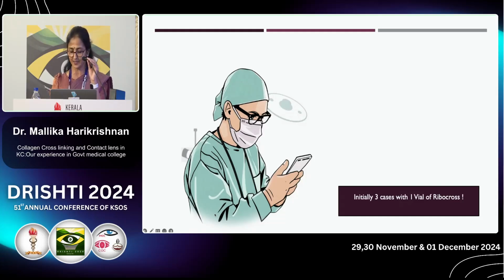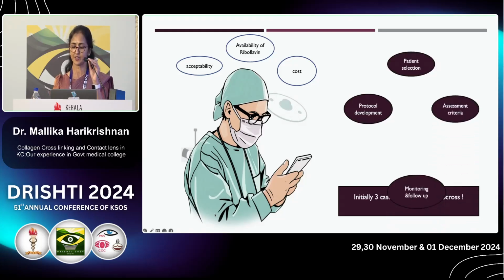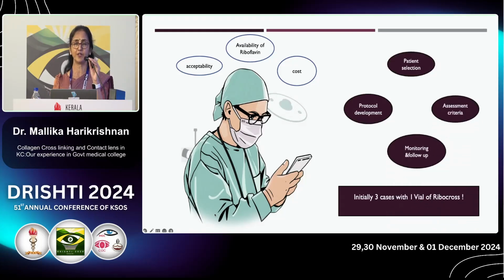When I started the technique, there were so many concerns for me, like what will be the acceptability? What about the availability of riboflavin? What will be the cost? And then I set up all the protocols. I was very meticulous in patient selection, assessment criteria, and very meticulous in monitoring and follow-up of the patient. In the beginning, I was doing 3 cases with 1 vial of ribocross. That is because of not very speedy availability of the riboflavin.